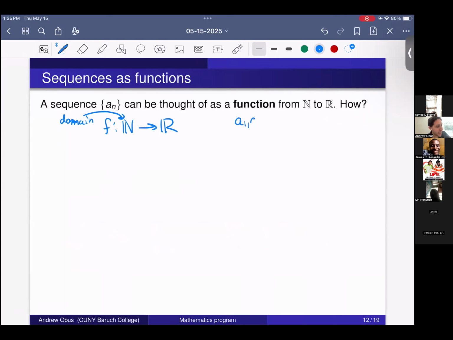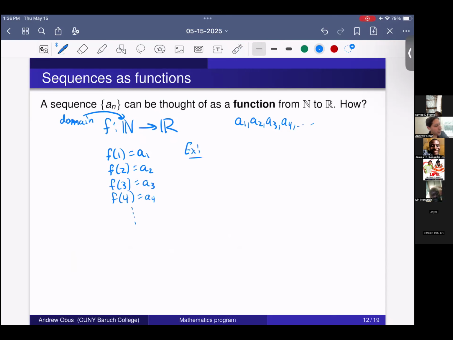And what is it? Well, if I have a sequence A1, A2, A3, A4, and so on, how can I think of the sequence? Well, what's a function? It's something that accepts an input and gives you an output, right? So it takes an input, which in this case is a natural number, and it gives you an output, which is a real number. So the way we think of this as a function is just f of 1 should be the first entry in the sequence, that's A1. f of 2 should be the second entry, A2. f of 3 should be the third entry, A3. f of 4 is the fourth entry, and so on.